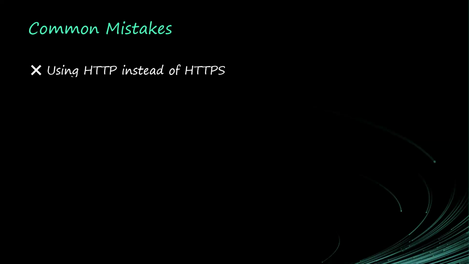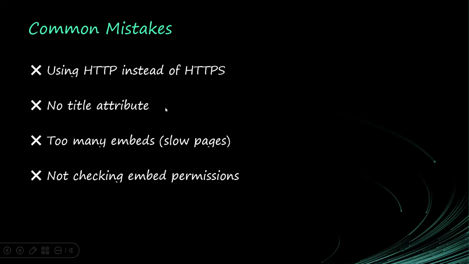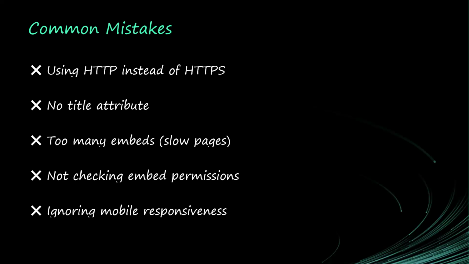Common mistakes: using HTTP instead of HTTPS. When you are embedding from an external website, always use HTTPS. It's more secure. No title attribute: always use a title attribute. Don't embed too many embeds. Not checking embed permissions: when you are embedding, always check the referrer policy and the sandbox so that it will protect your website. Don't ignore mobile responsiveness. Always make sure the embedded content is also responsive.